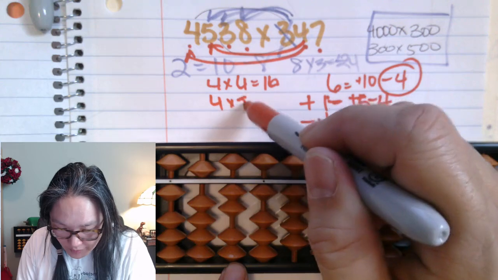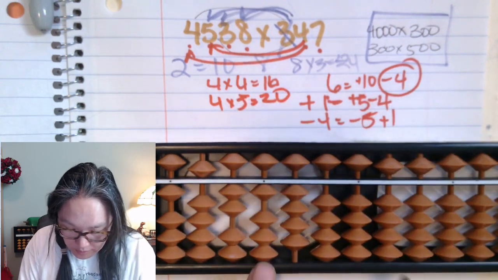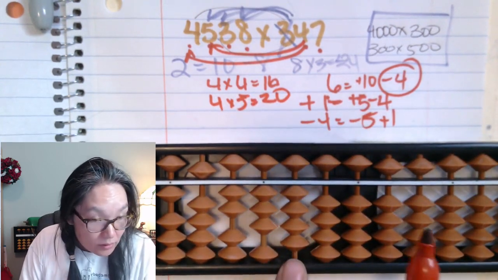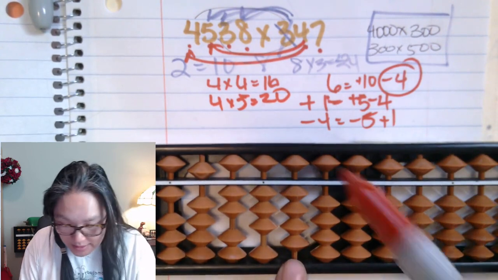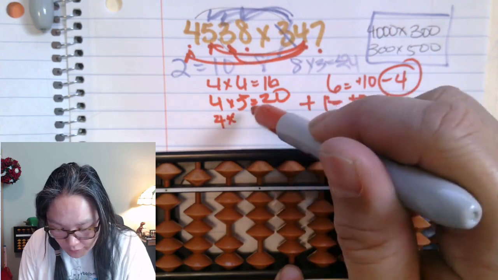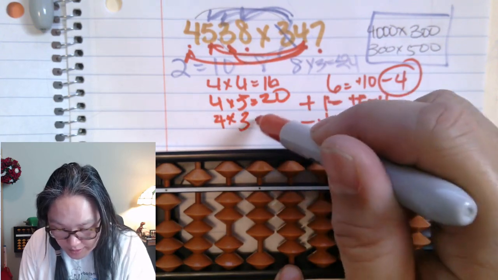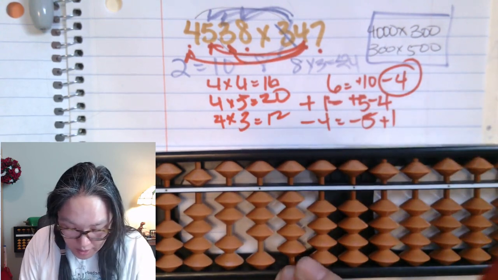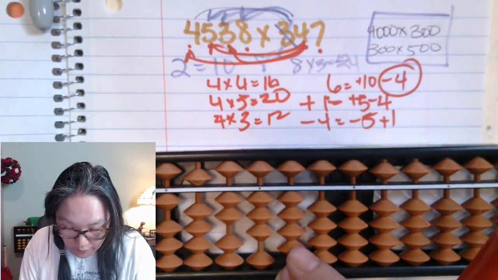4 times 5 is equal to 20. Add 20. Add 2. Add 0. What's next? 4 times 3 is 12. Add 1. Add 2. Add 1. There's not enough. What do I do?